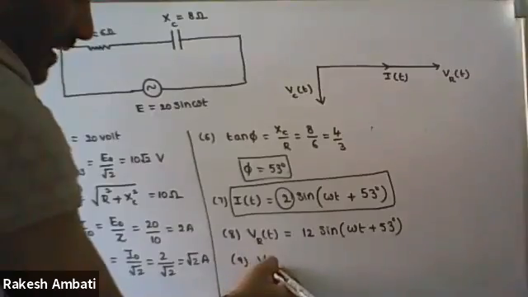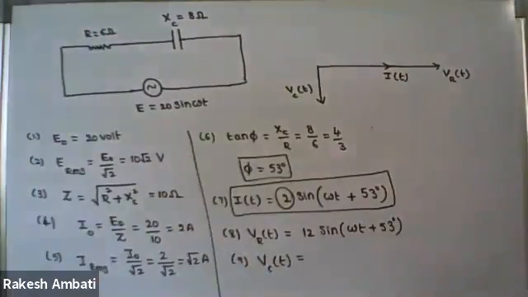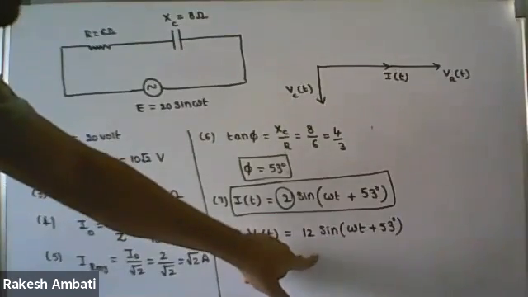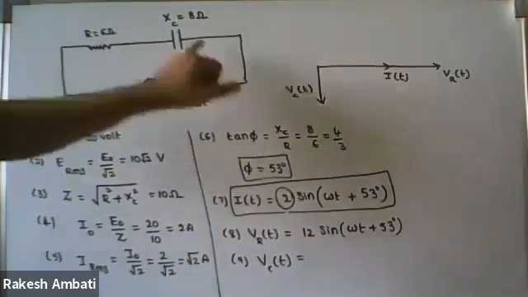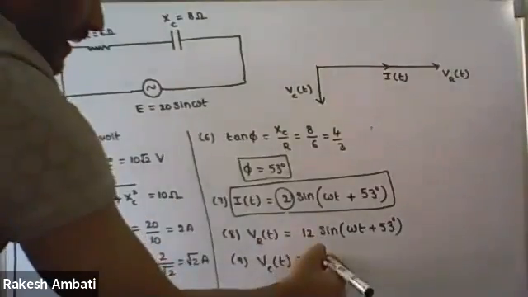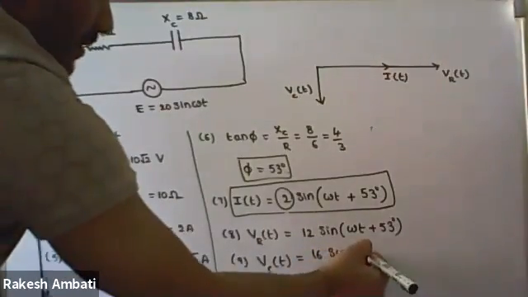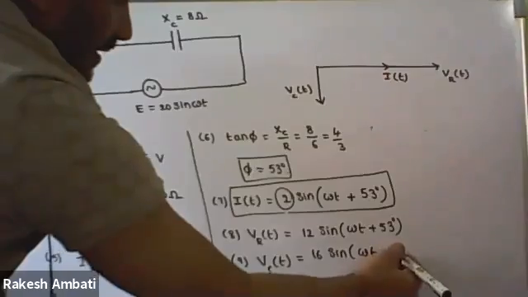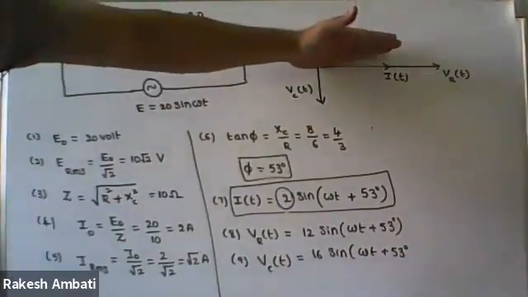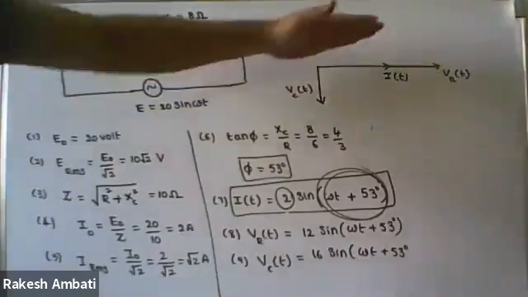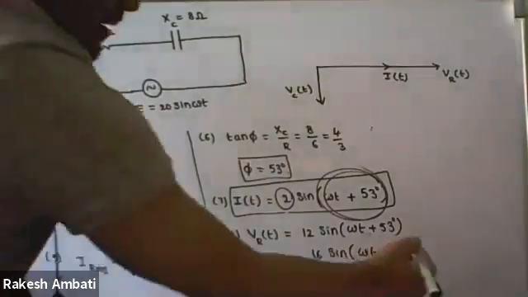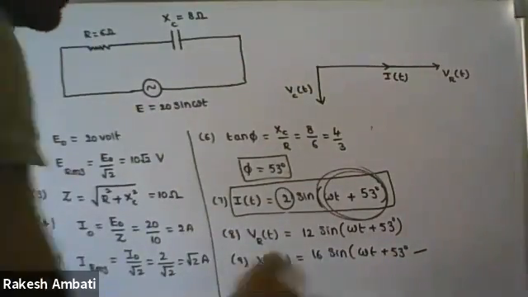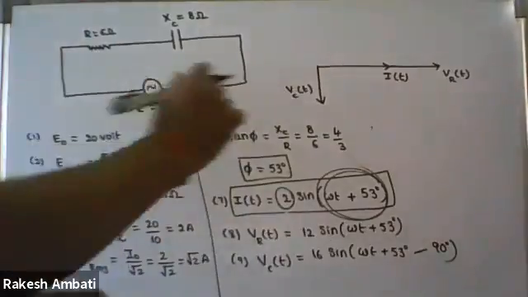Then ninth question: how to find VC as a function of time? How to find V naught over here? V naught is I naught into XC, 2 into 8, 16. Sine function of, so current is omega t plus 53 degrees. Now with respect to current, is VC leading or lagging? VC lagging, by 90 degrees. So these are the equations we have.